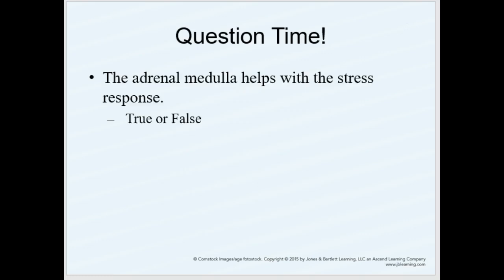Question time. The adrenal medulla helps with stress response. True or false?